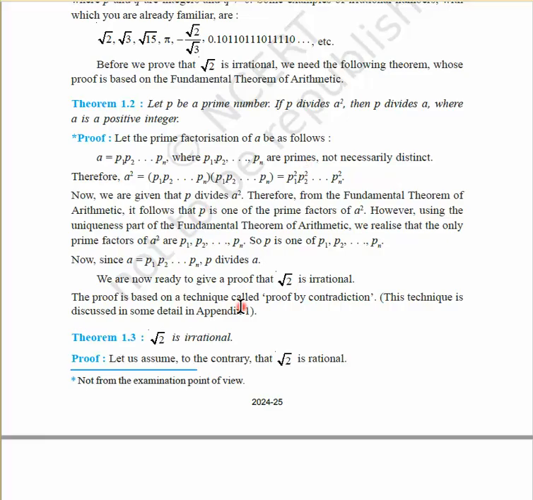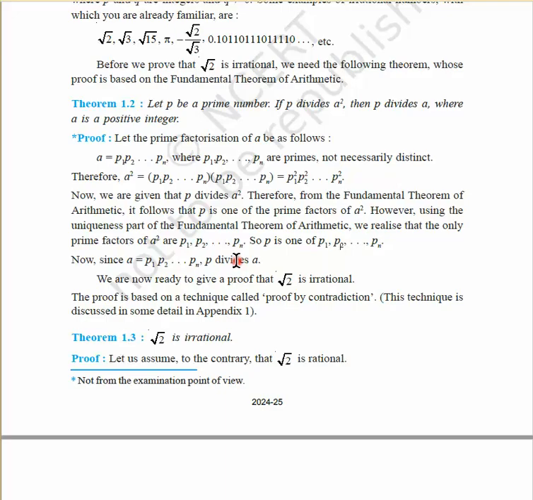Now we are given that p divides a square. Therefore, by the fundamental theorem of arithmetic, it follows that p is one of the prime factors of a square. However, using the uniqueness part of the fundamental theorem of arithmetic, we realize that the only prime factors of a square are these. So p is one of these prime factors. Now, since a is equal to this product, p should divide a, right?